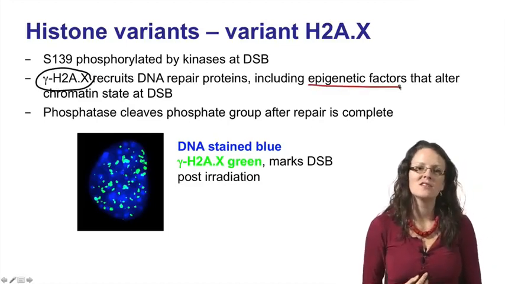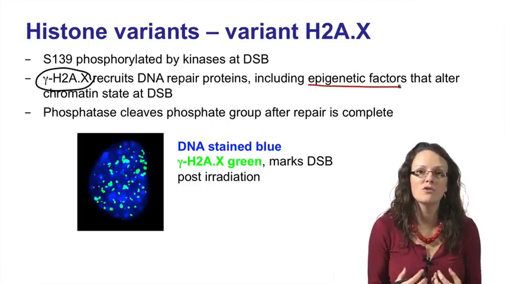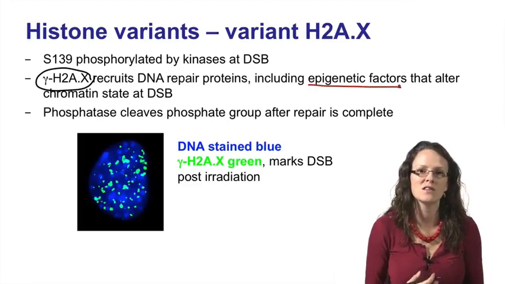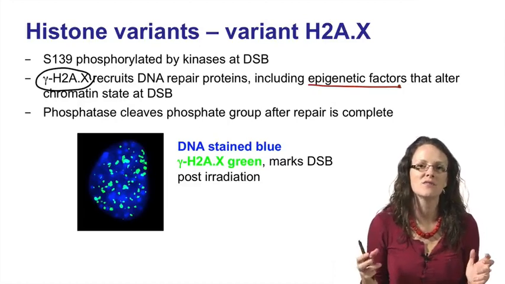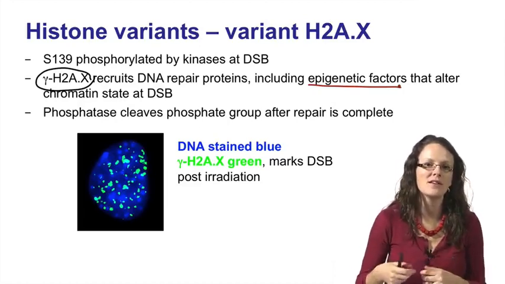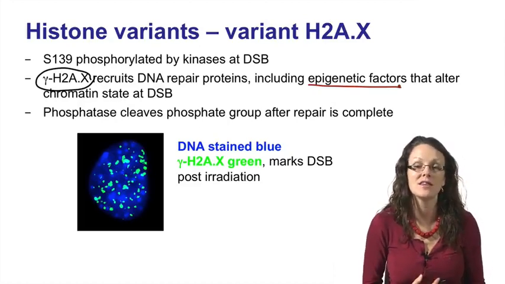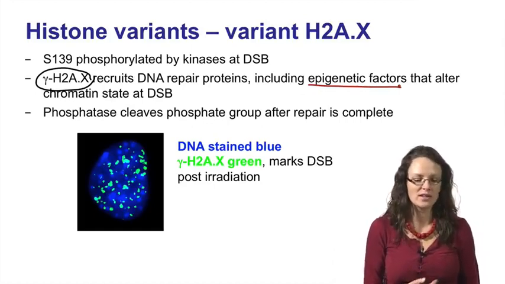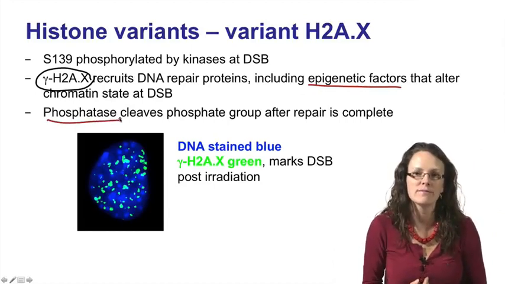And this is quite interesting because to be able to repair the DNA, just like to be able to transcribe it or to replicate it, you need to have accessibility to each individual base within the region. And so the chromatin needs to be unwound in the region that needs to be repaired. It will be repaired and then wound back up again. So DNA repair is an intimate association between the repair machinery and the epigenetic machinery. Once this repair is complete, then we have a phosphatase that comes along and cleaves the phosphate group.